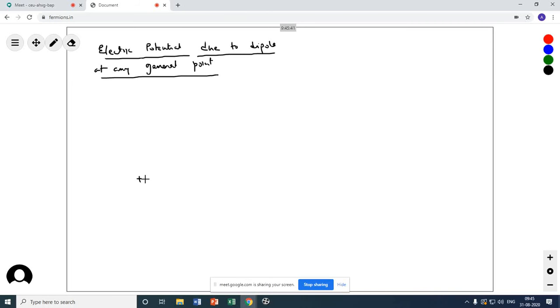So let's say I have here a dipole, plus q, minus q, and you can choose any point. Let me choose any point P from the dipole. So we consider a dipole of dipole moment P, which is equal to q times 2a. Clear? q times 2a.